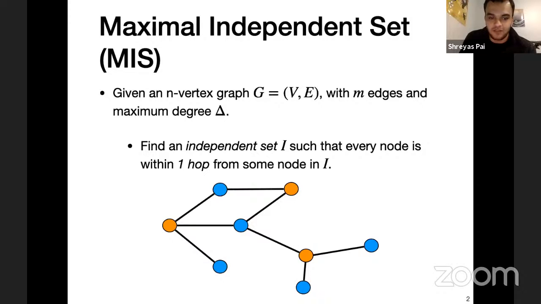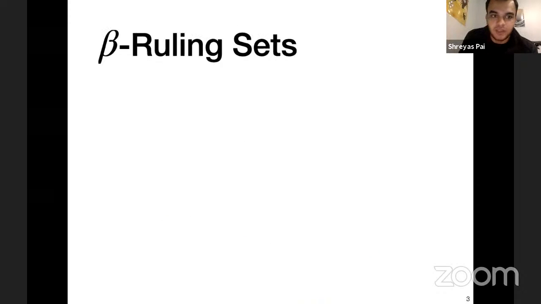Here's this graph with orange vertices. They form an independent set and every blue vertex is within one hop. Also note that the same holds for the blue vertices as well. So both of these sets form a valid maximal independent set in this graph. We don't really care about minimizing or maximizing size or anything. We just want to find a maximal independent set.